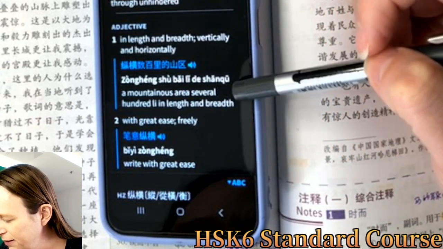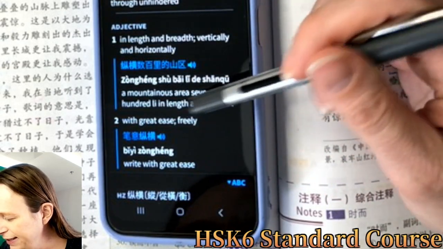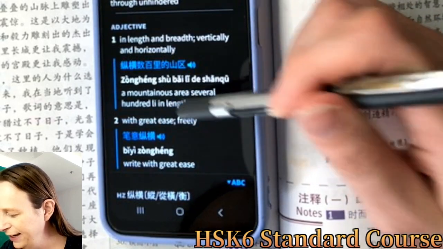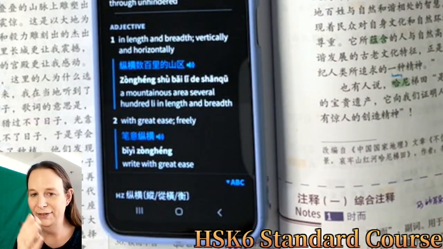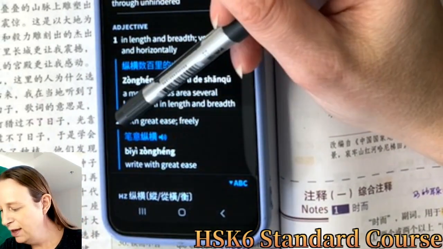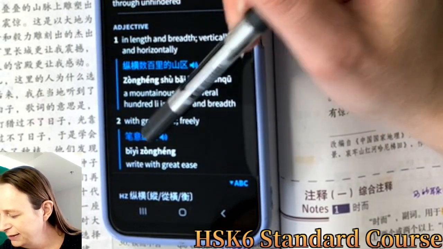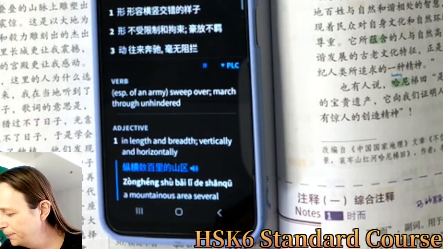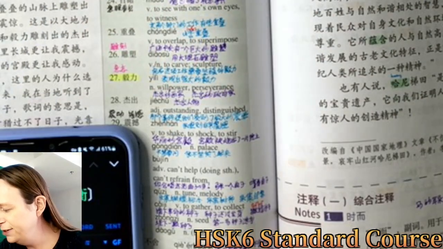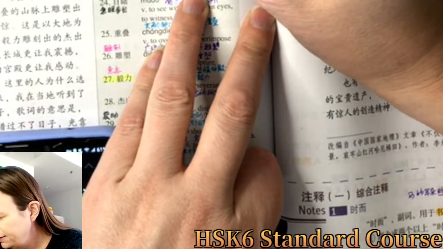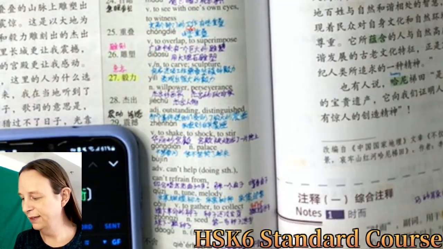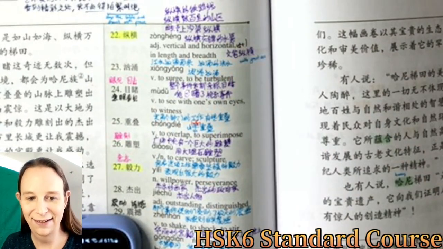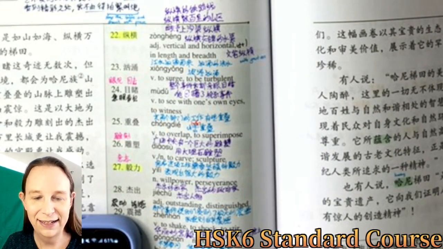This one. Okay, several hundred li in length and breadth. So horizontally and vertically, that distance. Okay. 以义纵横. All right. Freely. So there are additional meanings beyond this. So I'll jot that down. Yeah, and that's my note that says there are additional meanings.